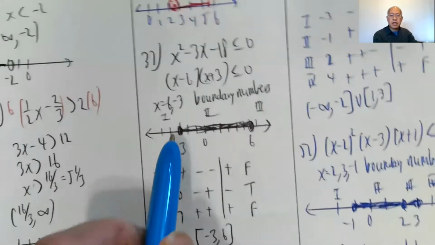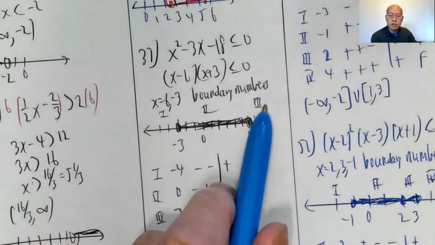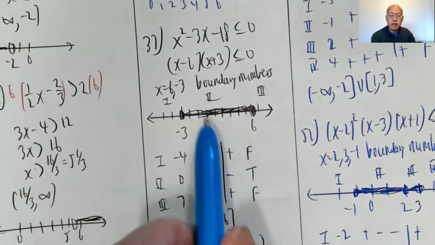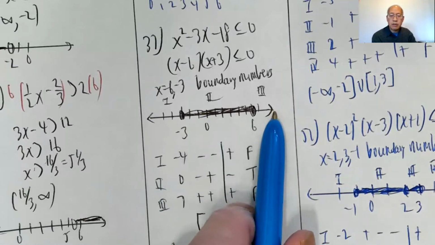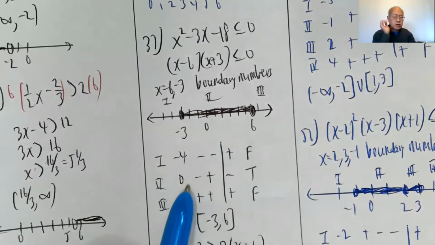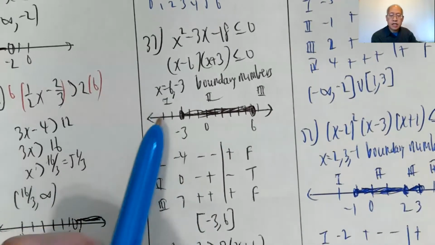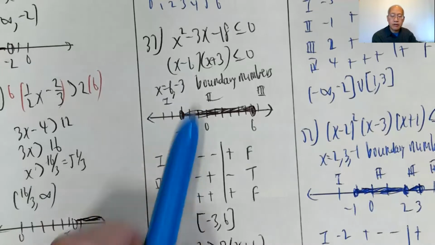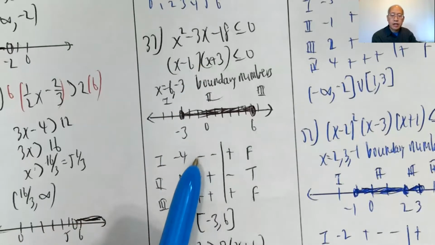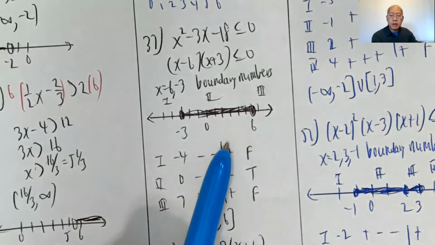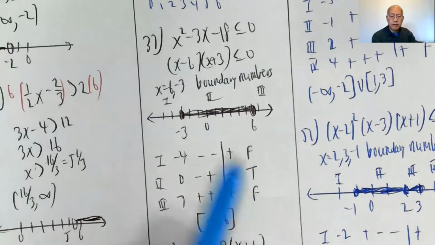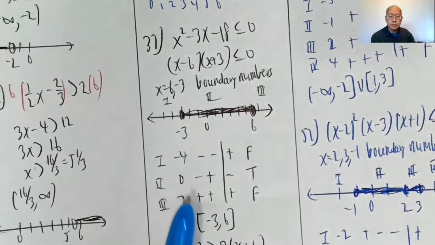Okay. Then I pick a test point in region 1, region 2, region 3. Region 1 is negative 4. Region 2 is 0. Region 3 is 7. Those aren't the only numbers you could pick. You could pick any number in the region. Plug in, and I just need the sign. Negative 4 minus 6 is negative. Negative 4 plus 3 is negative. Negative times a negative is positive. Is a positive less than or equal to 0? No, that's false, so don't shade in region 1.